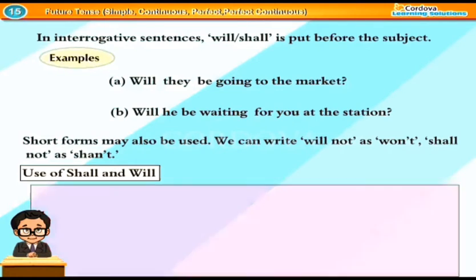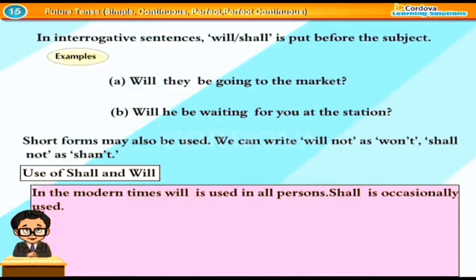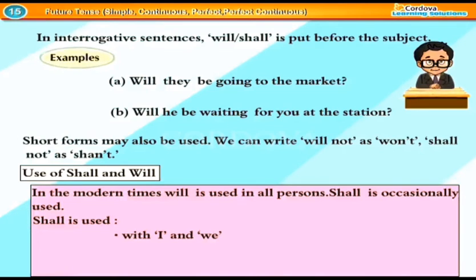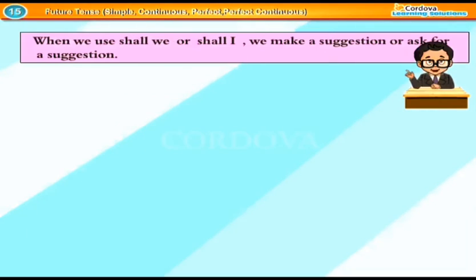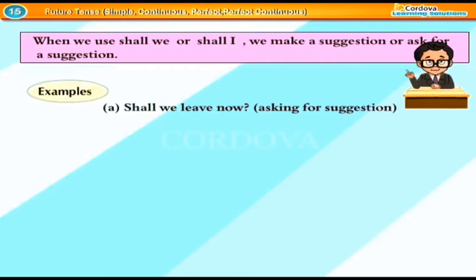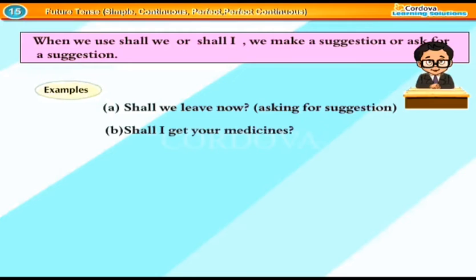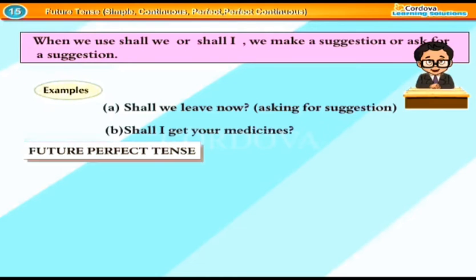Use of shall and will. In modern times, will is used in all persons. Shall is occasionally used. Shall is used with I and we, and mostly in question forms. When we use shall we or shall I, we make a suggestion or ask for a suggestion. Examples: Shall we leave now? Asking for suggestion. Shall I get your medicines?